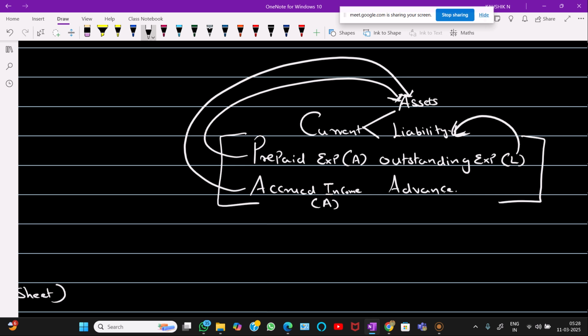The next is advance, the last one: income received in advance. Now tell me, is income received in advance an asset or a liability? Liability. So it falls under the category of liability, and it belongs to current liability. Any doubt first of all?